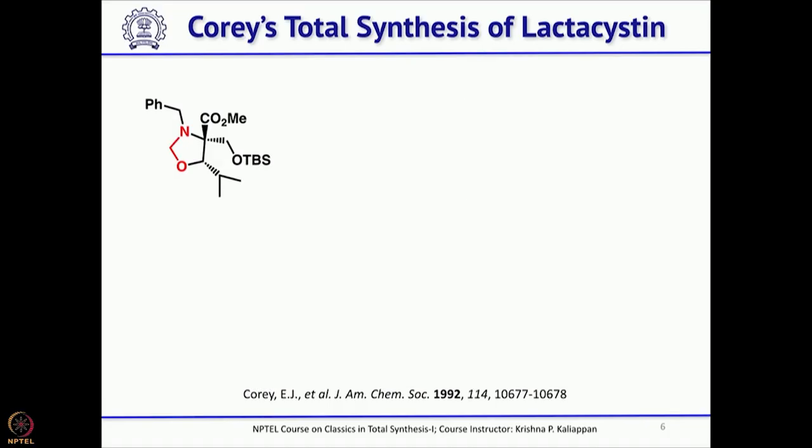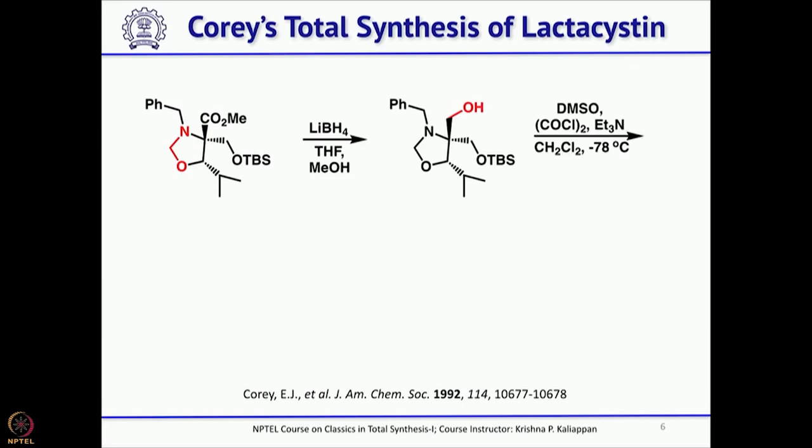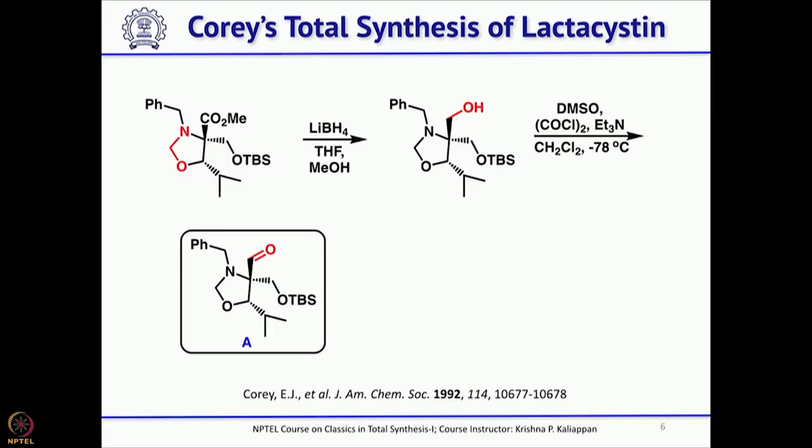Then the ester you could reduce with lithium borohydride to get the primary alcohol. Then Swern oxidation will oxidize the primary alcohol to the corresponding aldehyde. So this is the key fragment which you could make in few steps, starting from the commercially available amino acid called serine.